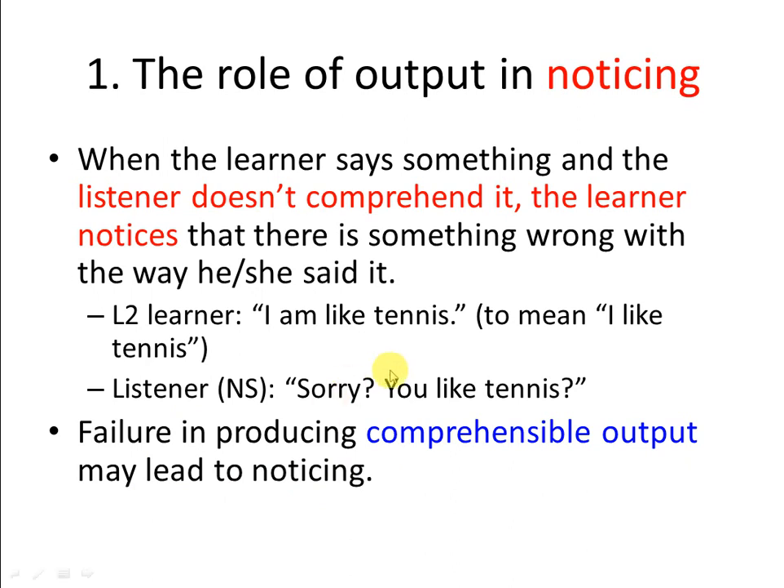Because this initial utterance was not comprehensible, at least it was difficult to comprehend for the listener, the listener said sorry, and then this may or may not, I don't know, this may lead to the noticing on the part of the learner who said this. So because the listener said this, the learner may notice that there was something wrong with the way he or she said it. So output may lead to noticing.